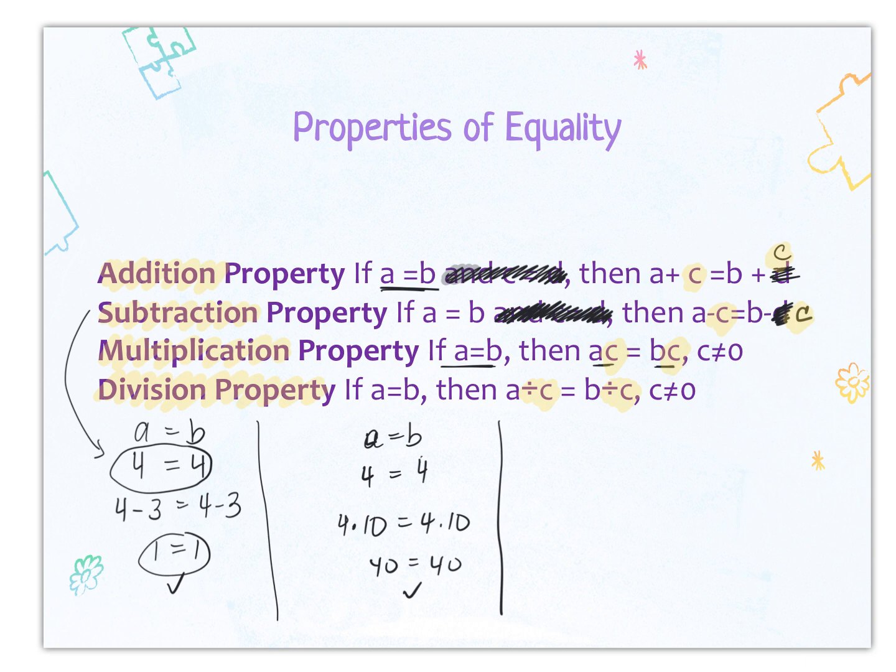And again, yes, in multiplication and division, there is a little bit of a restriction: the number that I multiply or the number that I divide by cannot be 0. And again, we'll get into that as we go. But those are the properties of equality.